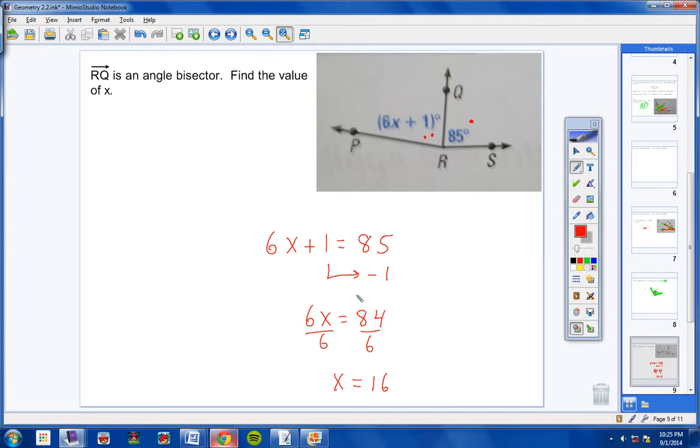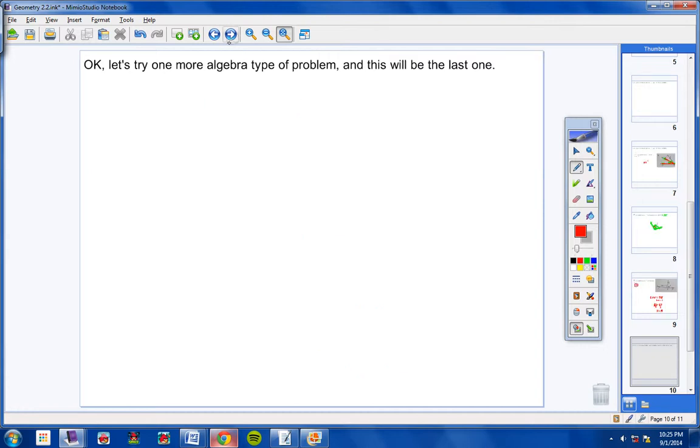And that's not right, is it? Let's see, 14 times. Sorry about that, 14 times. And there we go. So the value of x is 14. Not too bad. So we're taking this angle bisector principle and we're applying it to some algebra problems. Okay, let's try another problem, and I think it's the last one. Yeah, let's try one more algebra type of problem, and that'll be the last one for this video.